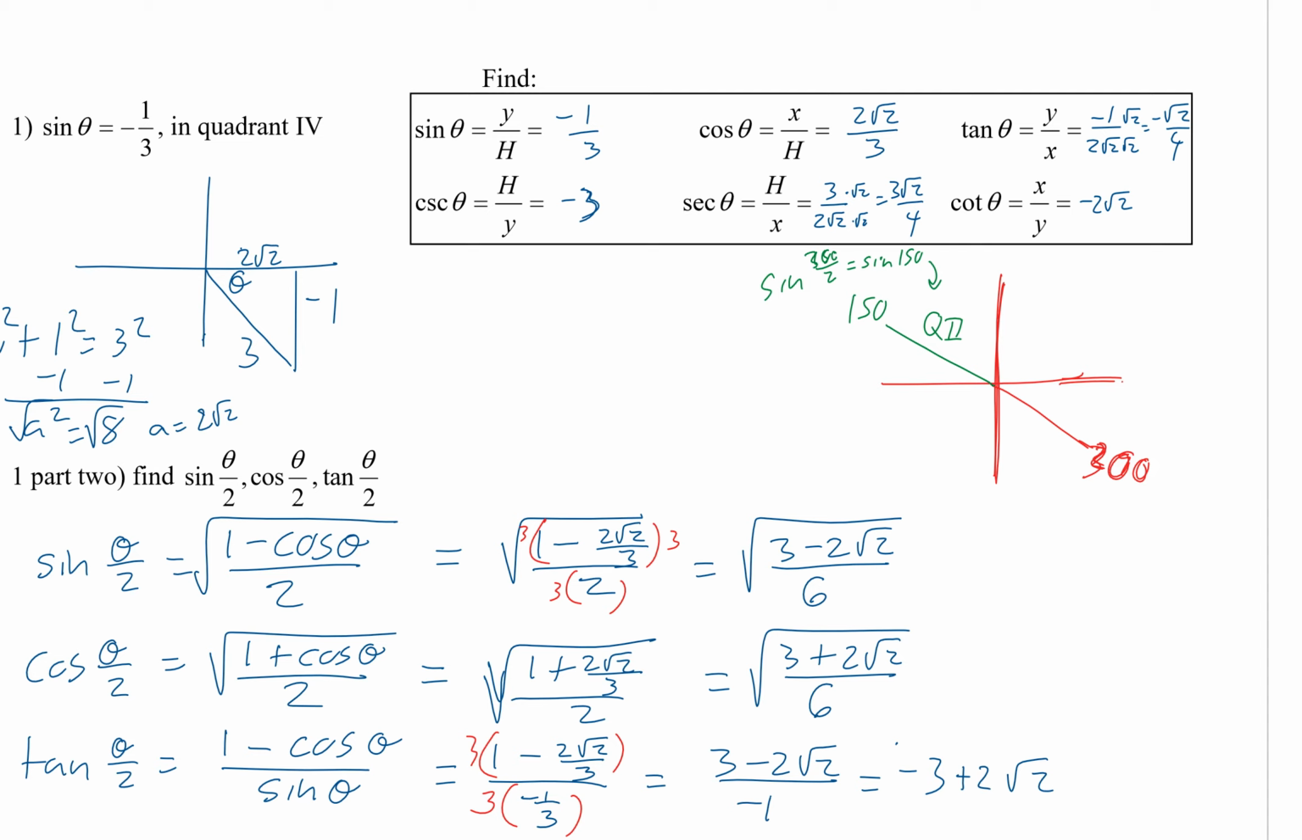which means we're in quadrant 2 for our actual angle, because we're not finding sine of theta, we're finding sine of theta over 2. So whatever theta is, we're cutting it in half. So this one is in quadrant 4, which means these are now in quadrant 2.